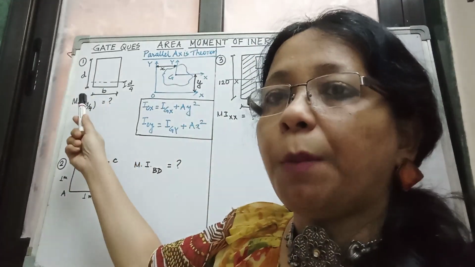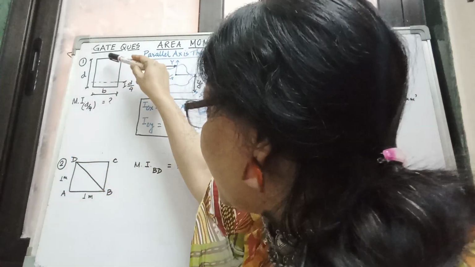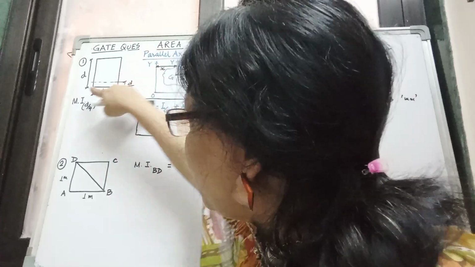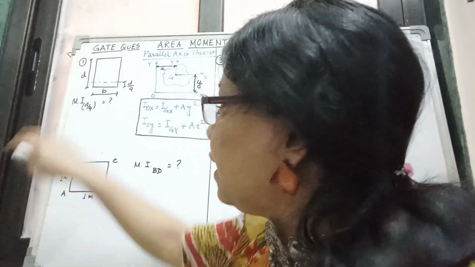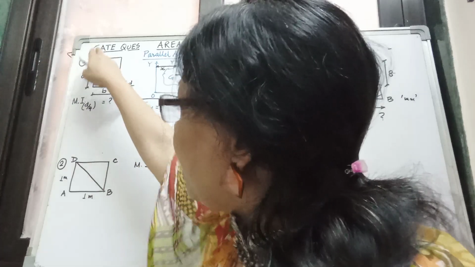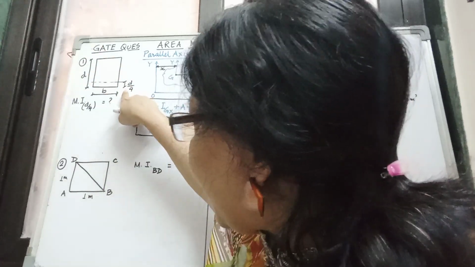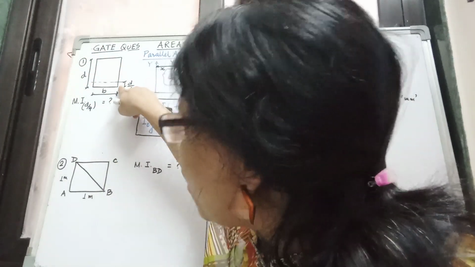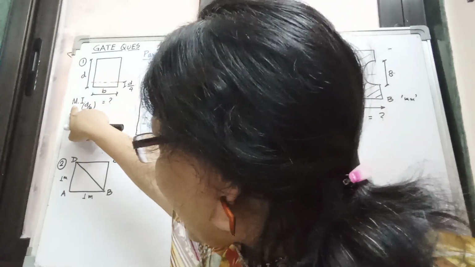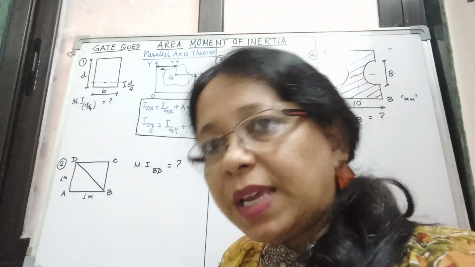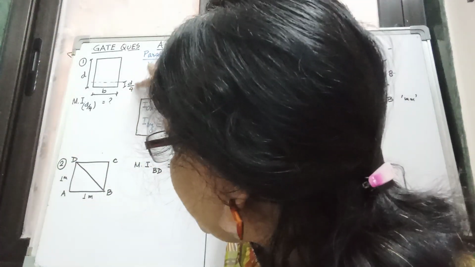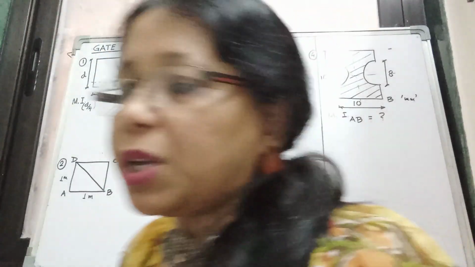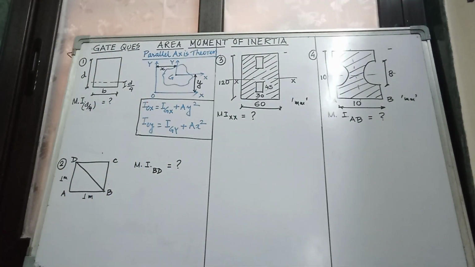Problem number 1. You can see it on the board. What is problem number 1? There is one rectangular section, width is B and the depth is small d. The problem is clear. There is one rectangular section of width B and depth d, and at a height d by 4 from the base of the rectangular section we have to find the moment of inertia. This is a GATE problem. Is the problem clear? Moment of inertia at a distance d by 4 from the base of the section. How are we going to solve it?